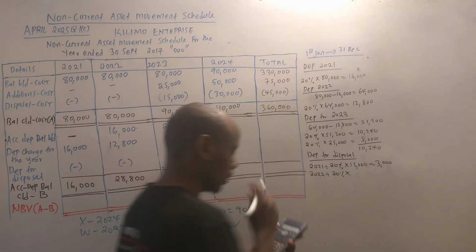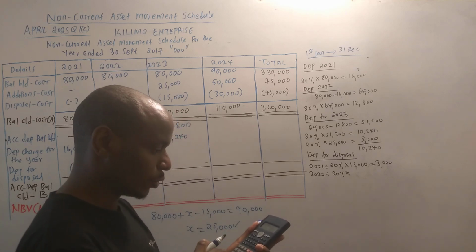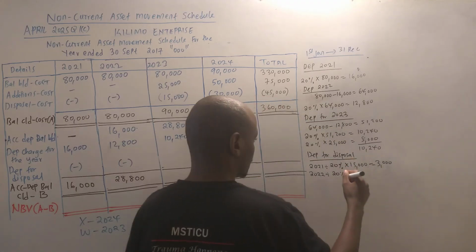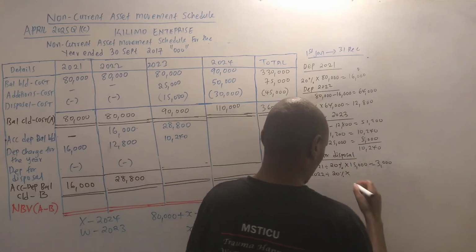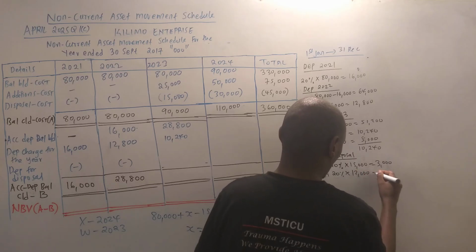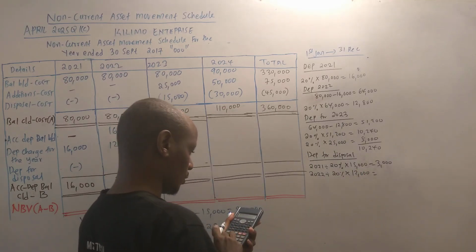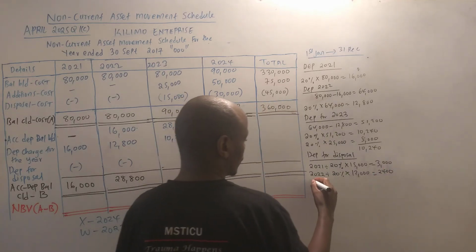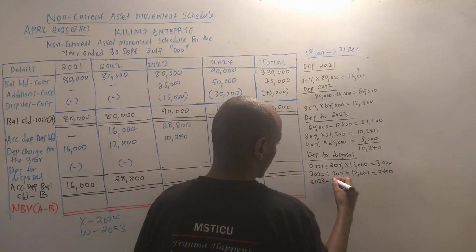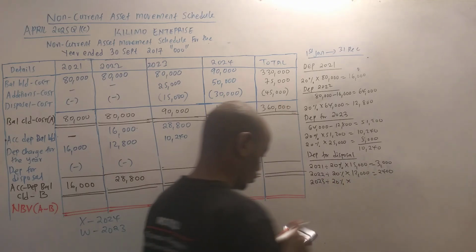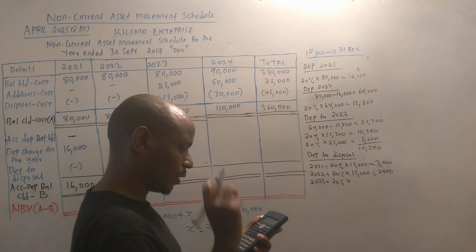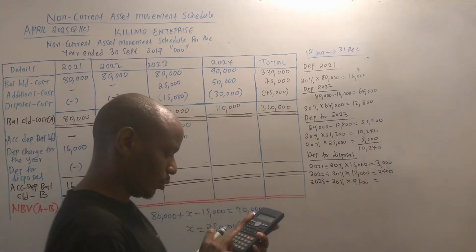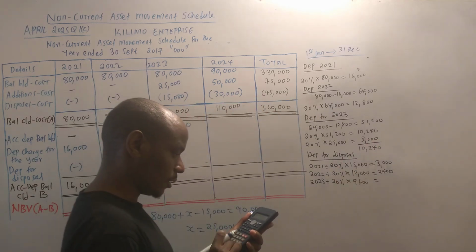Then you go to 2022: 20% times 15,000 minus 3,000, because it is on reducing balance. So remember, we also need to compute that one. It will be 12,000. So 0.2 times 12,000, that is 2,400. Then also in 2023, that is the final: 12,000 minus 2,400 is 9,600. So it was disposed in that year. So 0.2 times 9,600, that is 1,920.